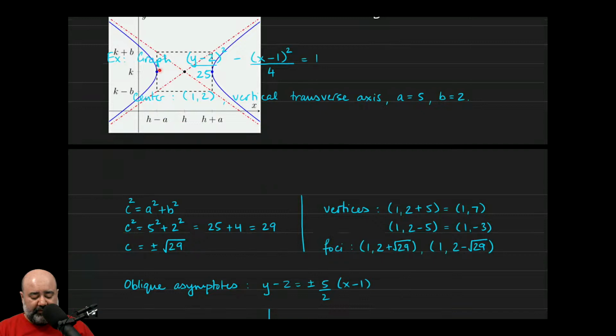Here, we have a graphing question. Let's say we have to graph y minus 2, the quantity squared, over 25 minus x minus 1, the quantity squared, all over 4 equals 1. Let's say we have to find, sorry, this is getting hard to read. Let me just toss this equation.